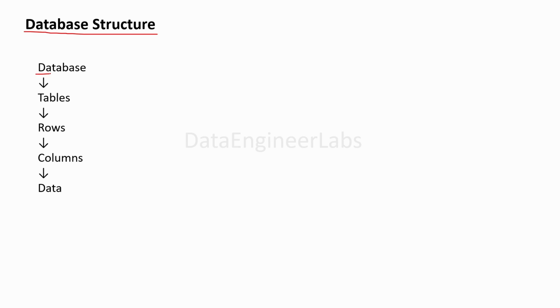Now let's connect everything together. A database has multiple tables. A table has multiple rows, and each row represents one complete record, and one column represents one specific type of information about all the records, which is called data. Once you understand this relationship, learning SQL becomes much easier.